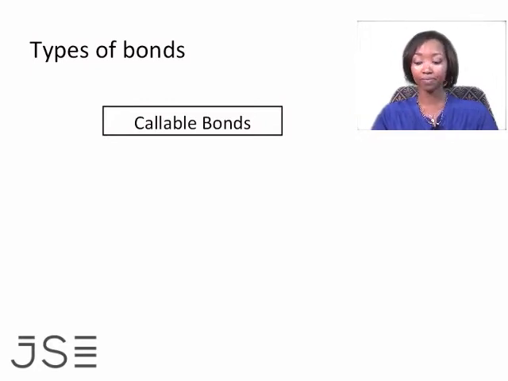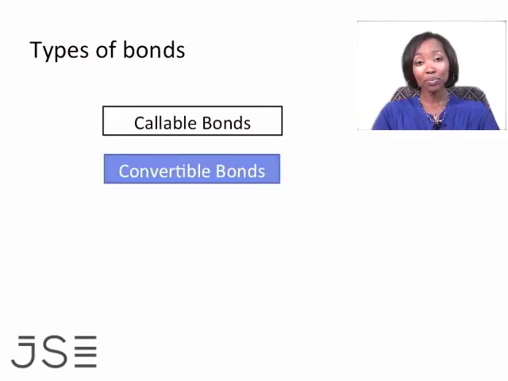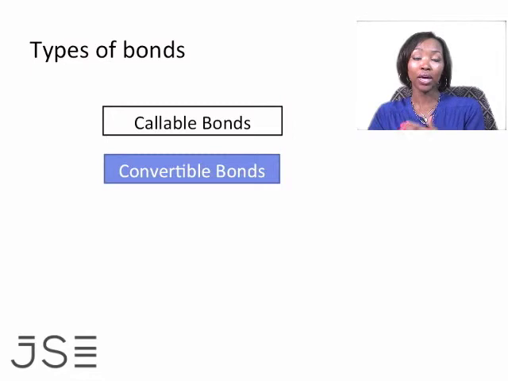And then another type of bond is a convertible bond, and that's when the issuing company has the discretion or the option to convert the bond into a certain number of shares. So what that means for you as an investor is that you'd be holding a bond that would be paying you a coupon. When the company decides to convert it into shares, then you automatically become a shareholder now of the company.